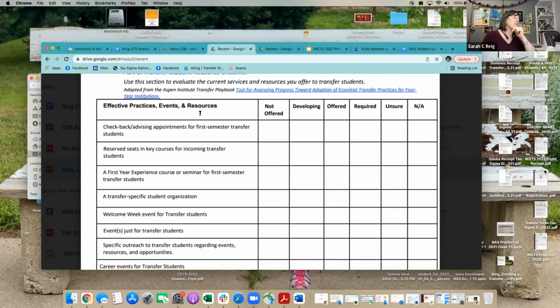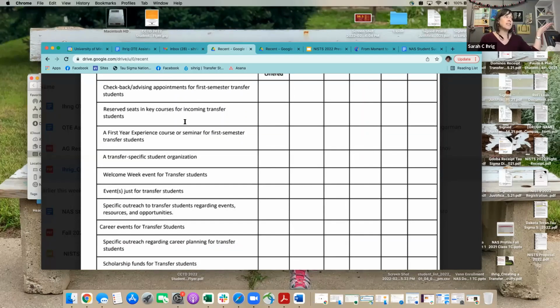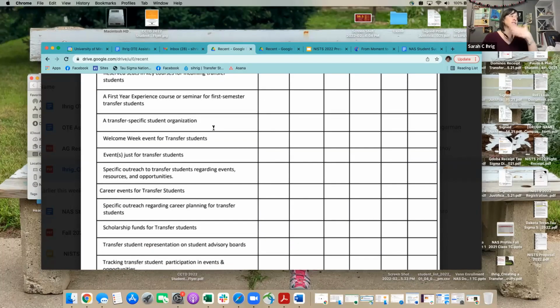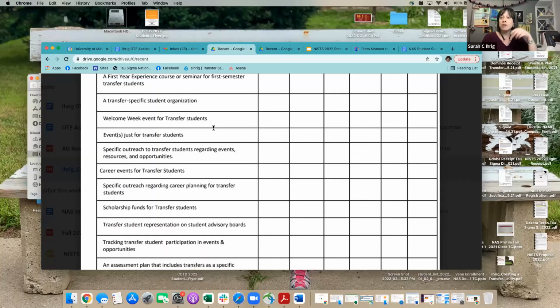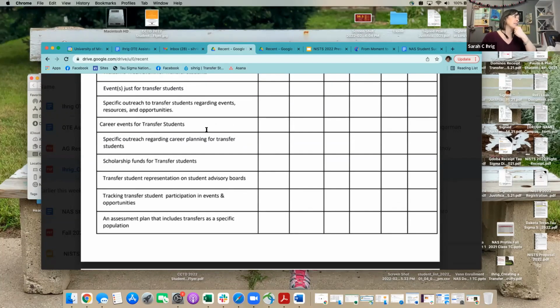So I have things on this checklist for them to think about, like check-back advising appointments for first semester transfer students. Are they reserving seats in key courses? Do they have a first year seminar or course for transfer students? Transfer student organizations, are they participating in Welcome Week and hosting transfer students during Welcome Week? Other events for transfer students? Are they doing outreach for transfer students regarding events, resources, opportunities, really thinking about transfers as a specific audience?